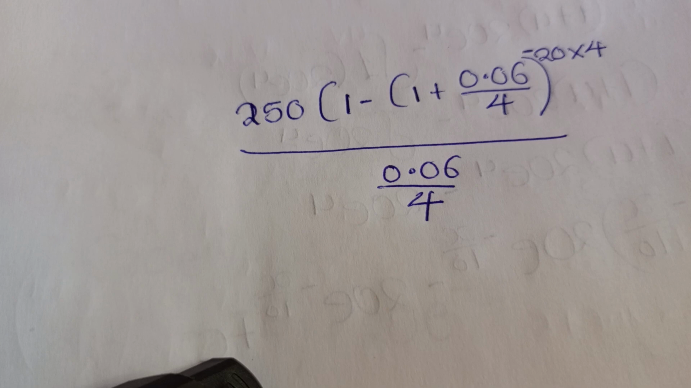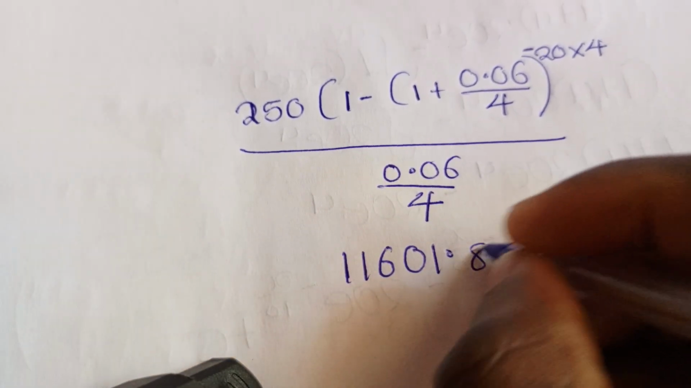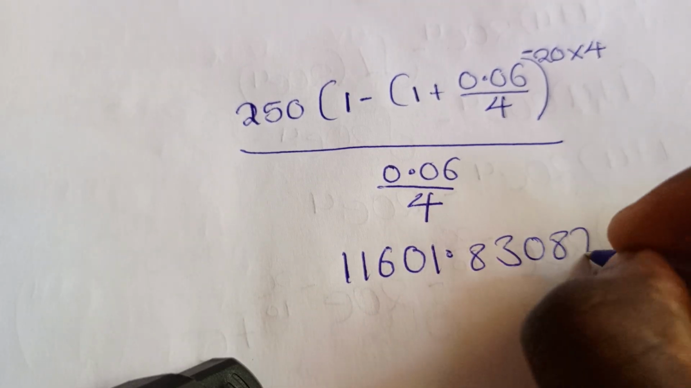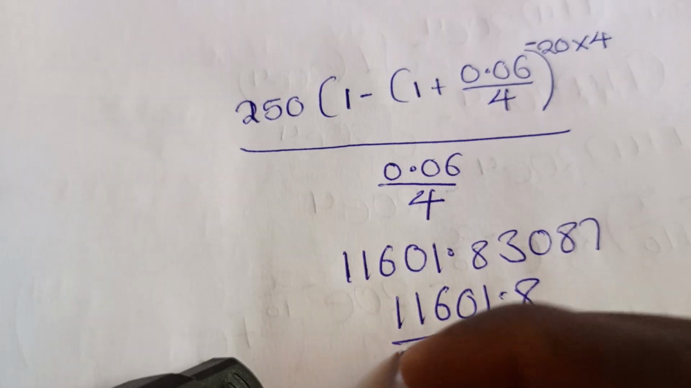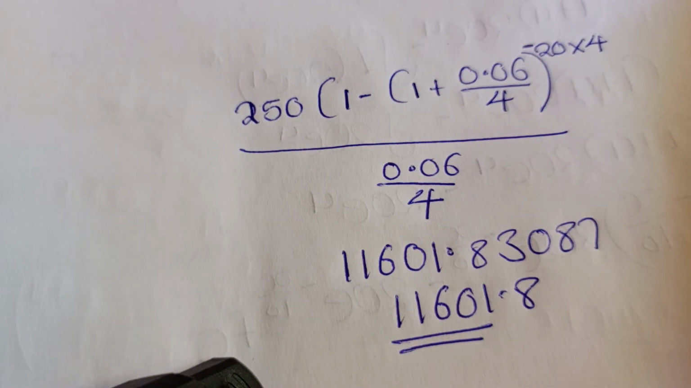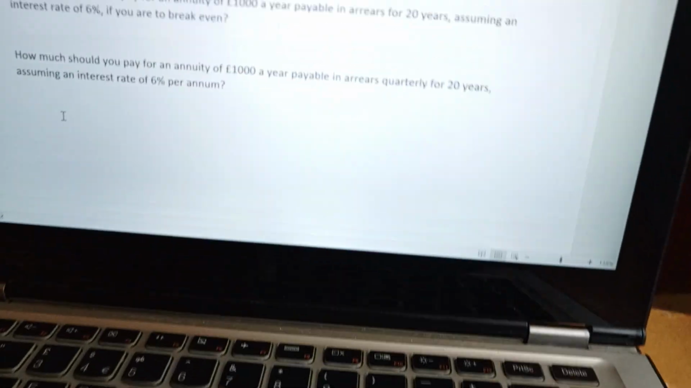0.303890149. So from there you subtract from 1, then you multiply your answer by 250, then you divide your answer by 0.06, which is divided by 4, and your answer will be 11,601.83. So this is your present value annuity for the given question, which is above here.